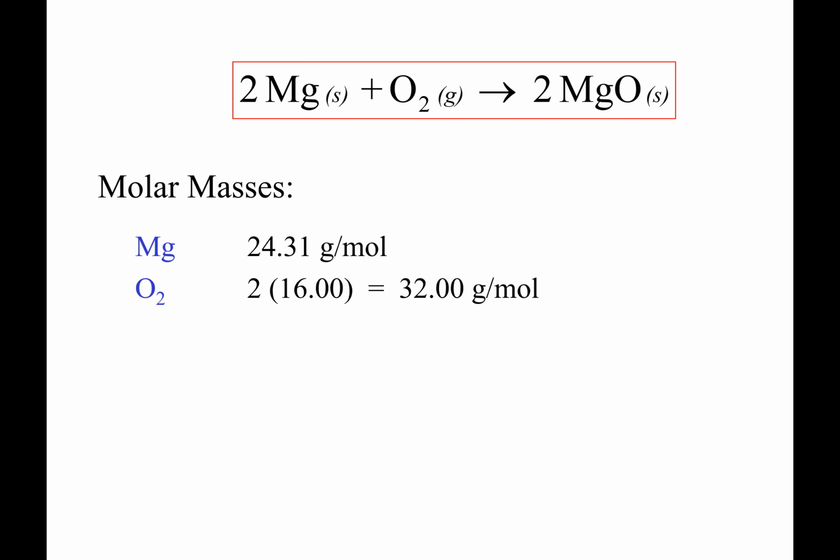And I'm going to go ahead, for a follow-up problem here in a minute, we're going to actually come up with a mass of product, the mass of magnesium oxide. So we'll go ahead and knock out its molar mass. So I need to take 1 times 24.31 plus 1 times 16.00, and you're looking at 40.31 grams per mole, its molar mass.